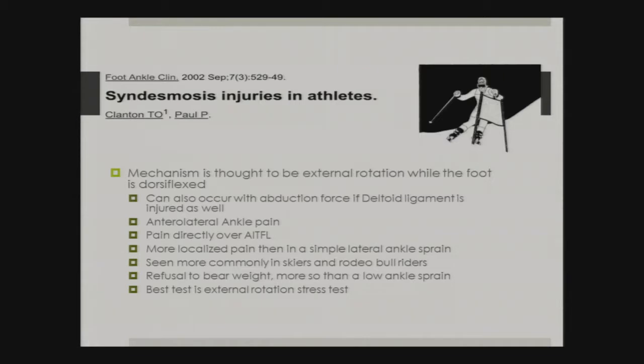In this study, they talked about it being seen more commonly in skiers and rodeo bull riders. Skiers, because as their uphill ski catches, it would force an external rotation moment on that leg, and they're locked in the boot in dorsiflexion. So most of these refuse to bear weight, and that refusal to bear weight was seen more than in just a simple ankle sprain. The best test that they recommended was the external rotation stress test, which is similar to our external rotation stress radiographs. You stabilize the tibia and then externally rotate the foot and ankle while in dorsiflexion.